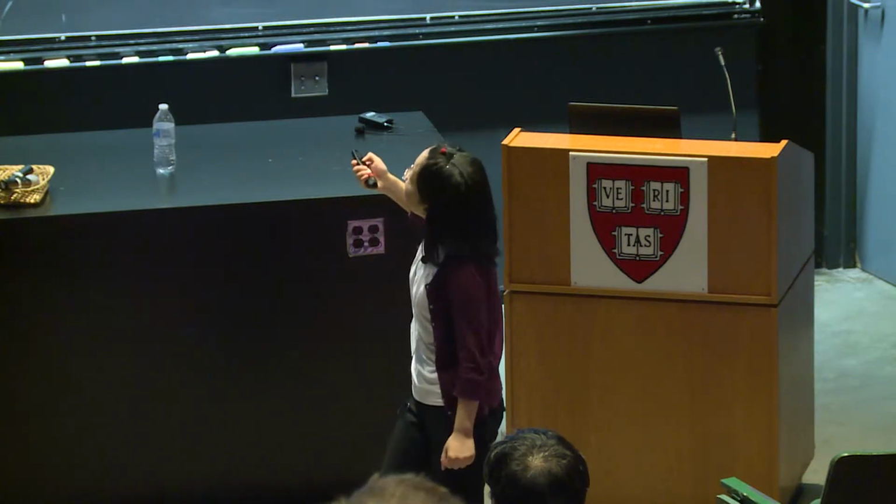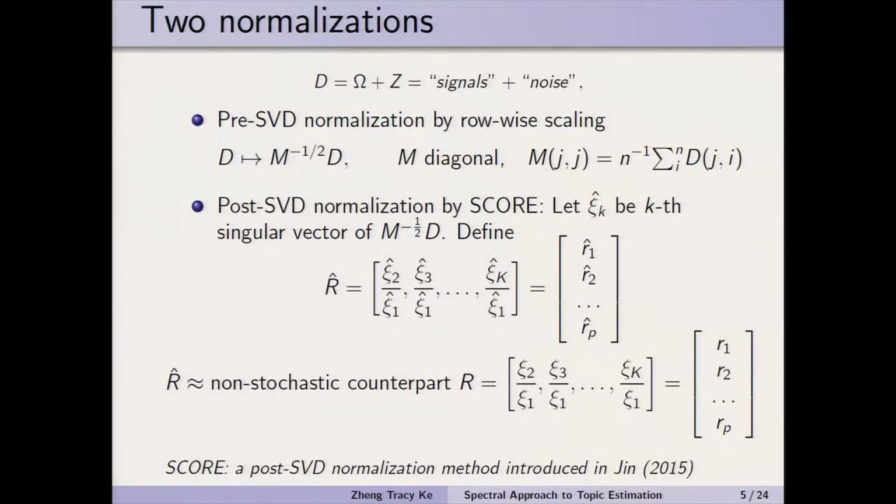The way we obtain R is that we simply replace D, the data matrix here, by the signal matrix Omega. We then do SVD and we then do the SCORE normalization. That gives R. In the next slide, I'm going to present the main surprise of this work. That is a simplex structure associated with the rows of R.